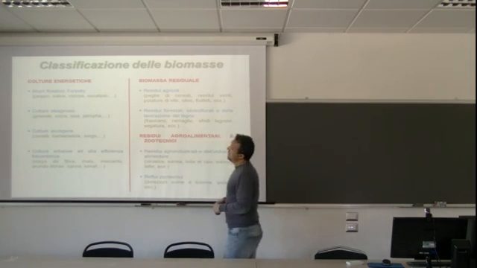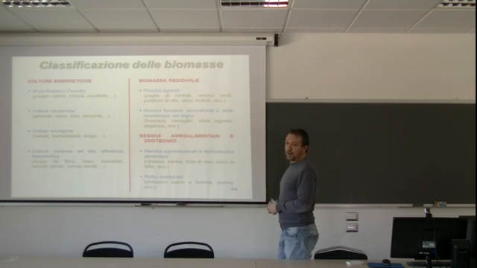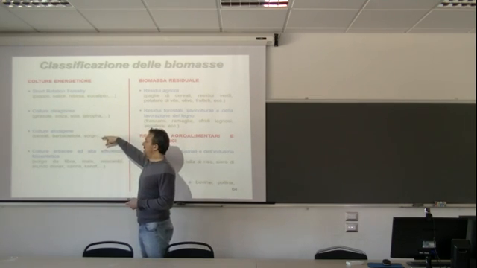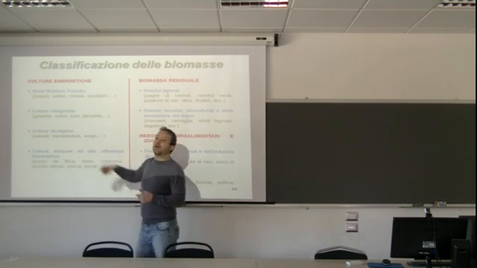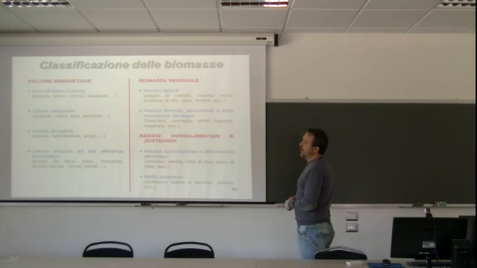Another kind of energy crop is oil crops. For example, sunflower, soy, jatropha, palm, and so on. This is alcohol crops. For example, sorghum, grain, and so on. And yes, grass crops that we can use also for energy production.